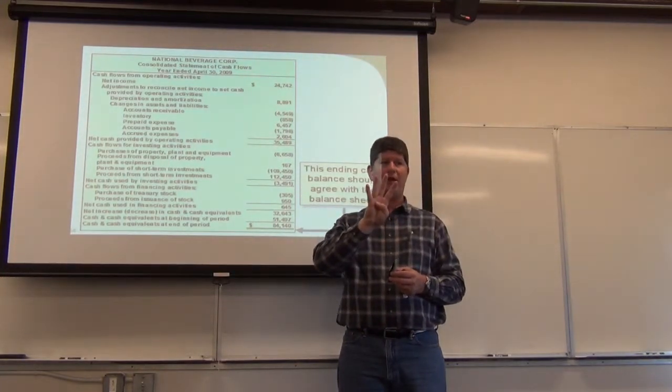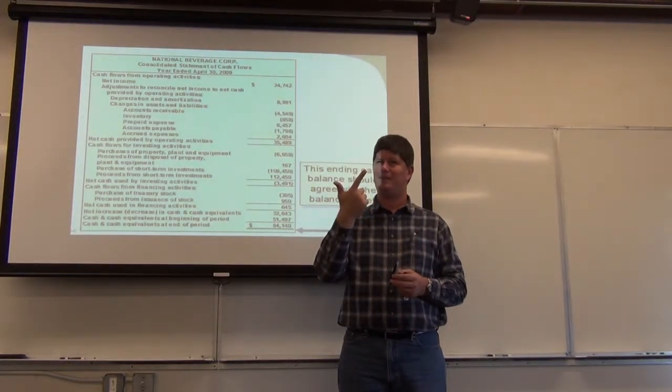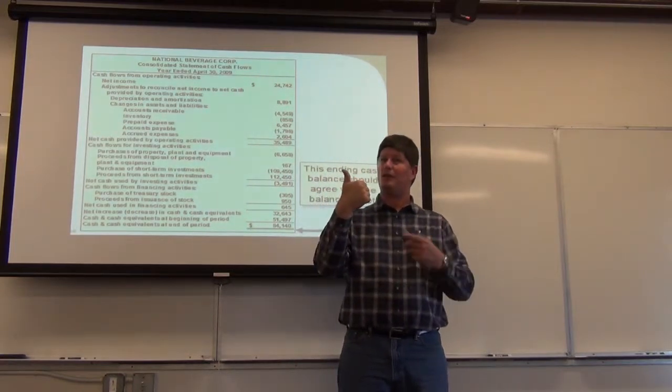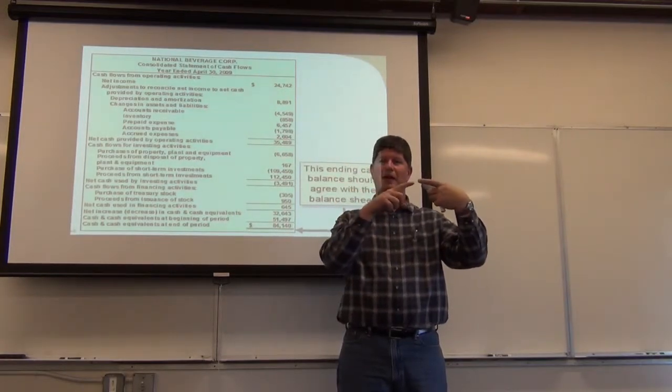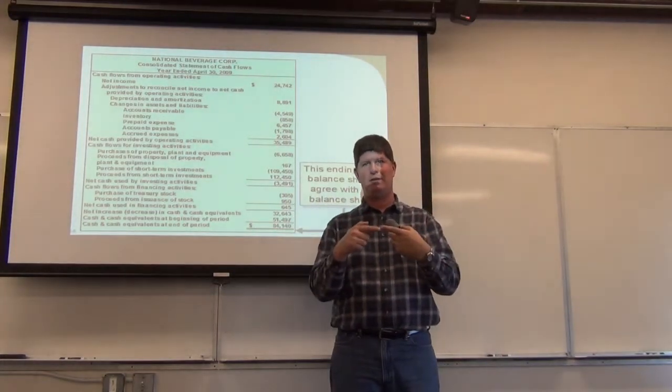They are, in order, the income statement, statement of stockholders' equity, balance sheet, statement of cash flows. And remember that on the income statement, net income flows into the statement of stockholders' equity. The balance of the statement of stockholders' equity flows into the balance sheet.